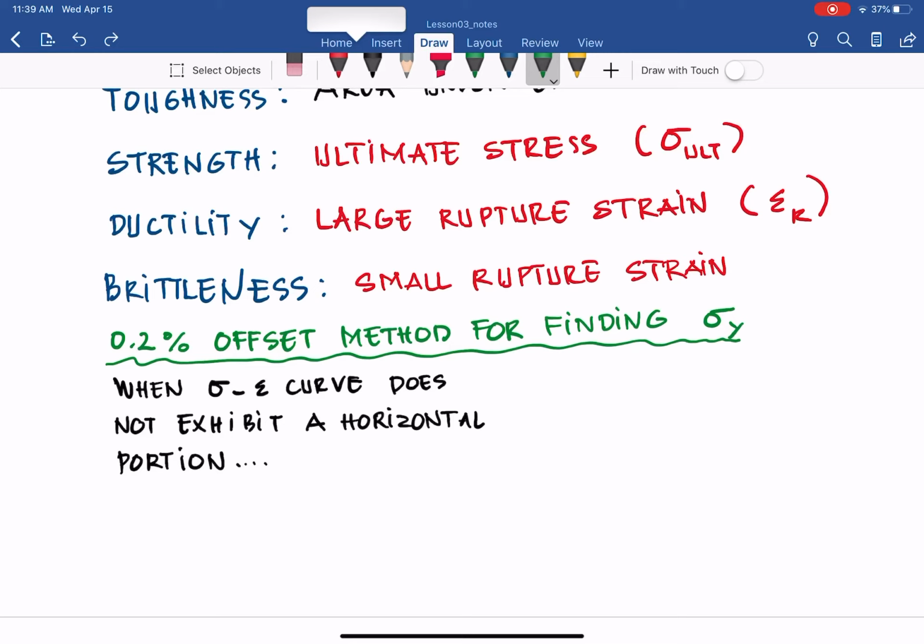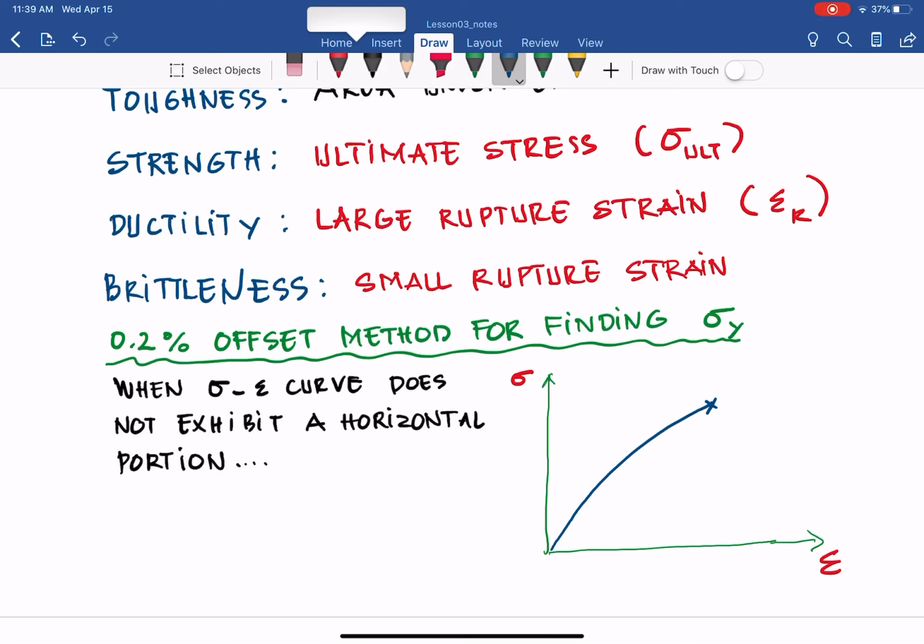So let me give you one scenario for the normal stress, normal strain curve, sigma versus epsilon. In this curve, the yielding is difficult to see, and the horizontal portion is not exhibited. For example, this is the behavior of that material, and then it ruptures here. The question is how I can determine the yield of this.